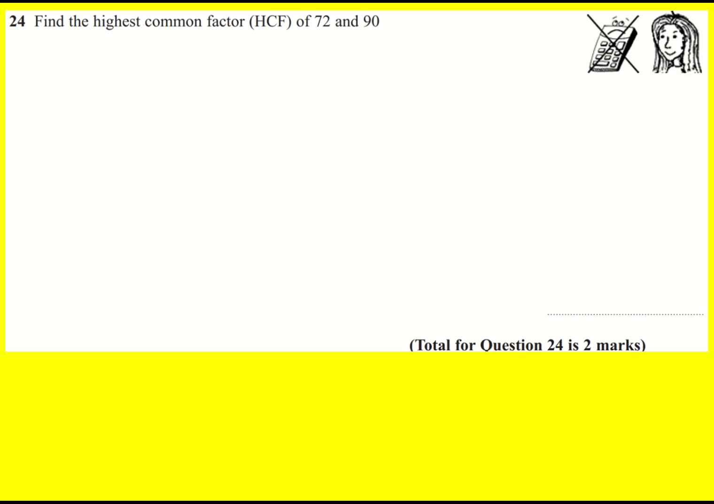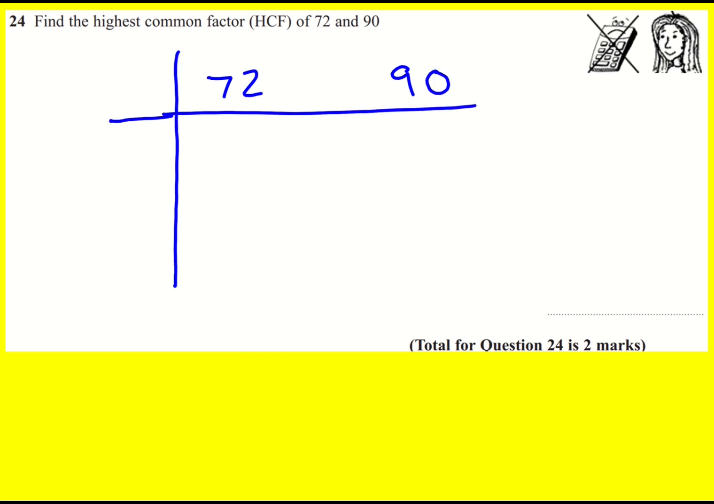Another way that you can do this is to sort of eliminate factors at the same time. It's kind of the best way I can explain it. So write down 72 and 90 in a table. And you're finding a factor that goes into the two of them, okay? So they're both even numbers. So I know that 2 goes into the two of them. And 2 goes into 72 36 times and 90 45 times.